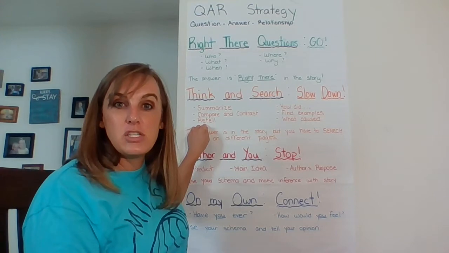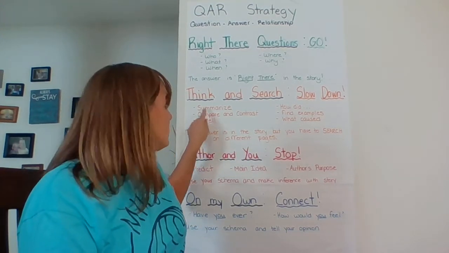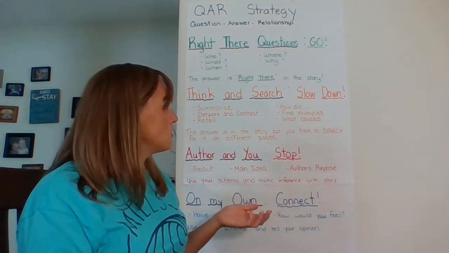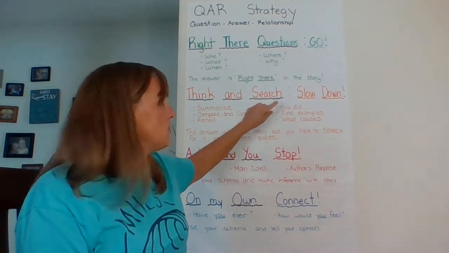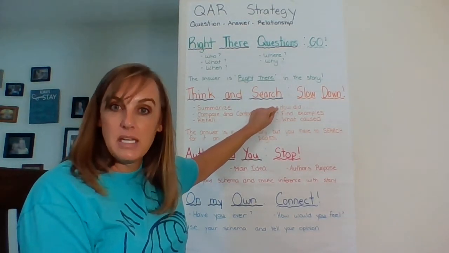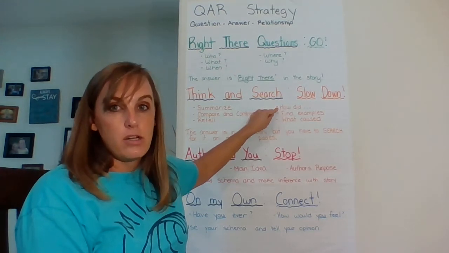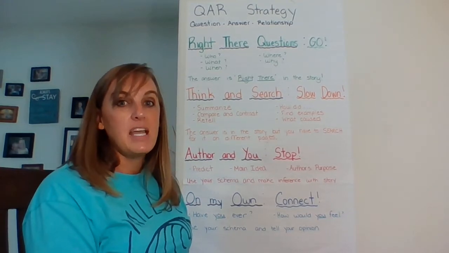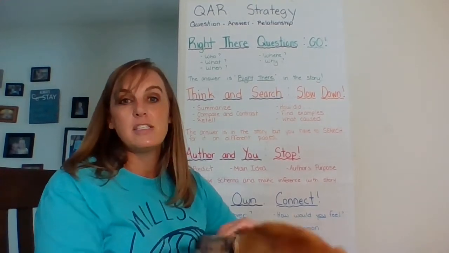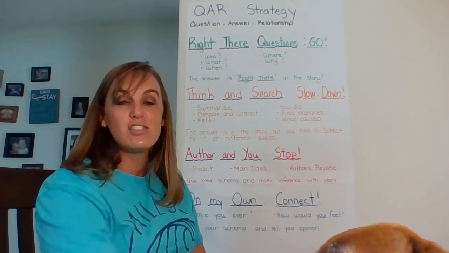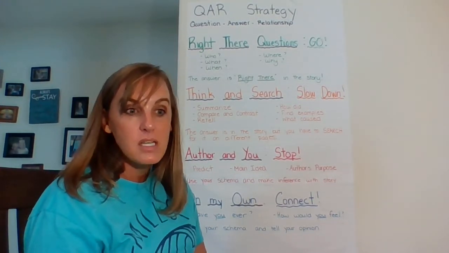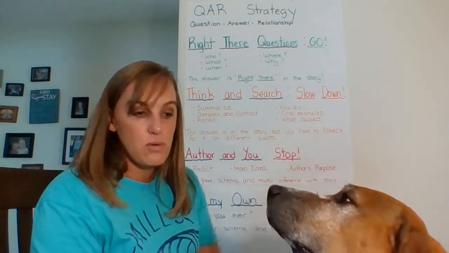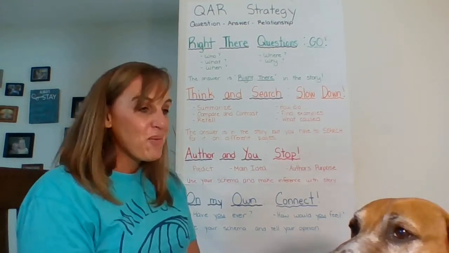The next type of question for think and search is retell. Retell is kind of like summarizing. It's where you're going to go back and tell what the story was all about. Another think and search question might be how did Edwina get there? You'd have to look a little bit to find that answer. Sometimes our questions are going to say find examples. That means I need to go back into the text and search for examples. And then what caused something to happen? So I'm going to have to go look in the text and find what caused it.